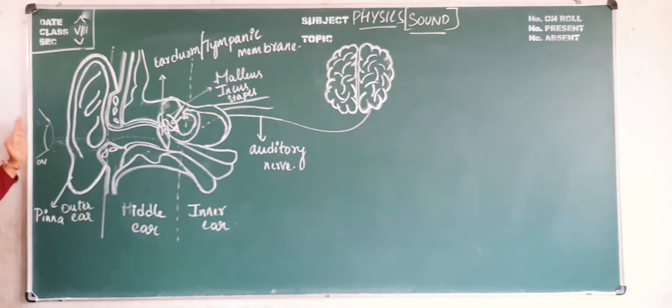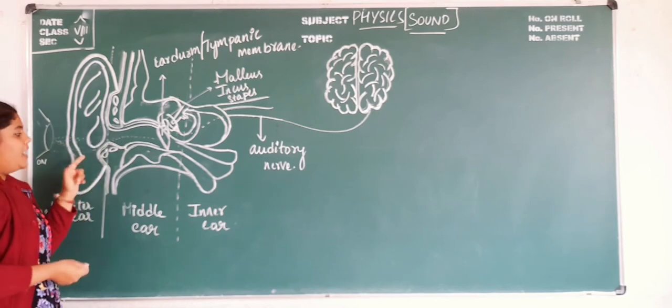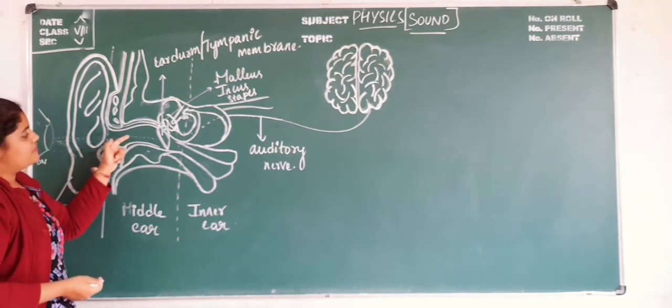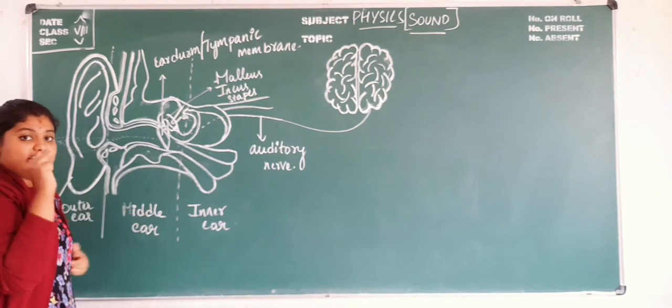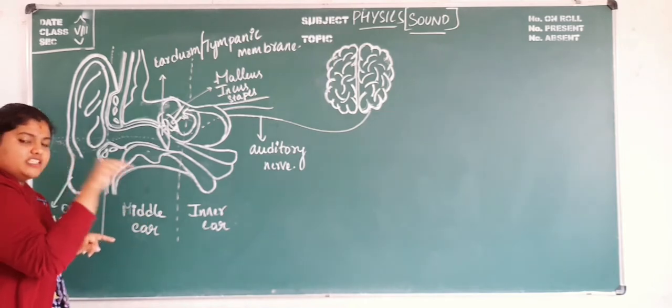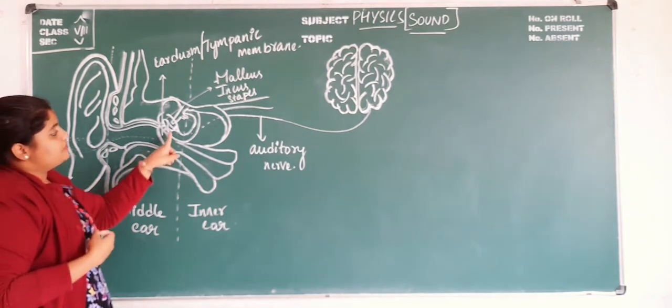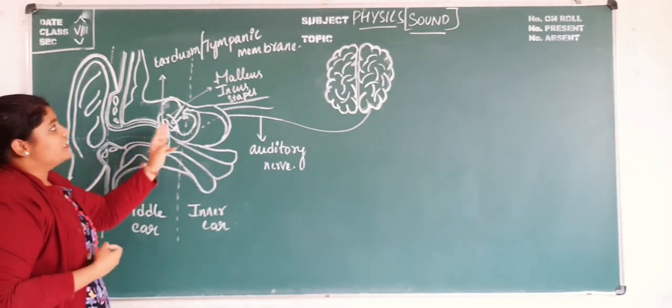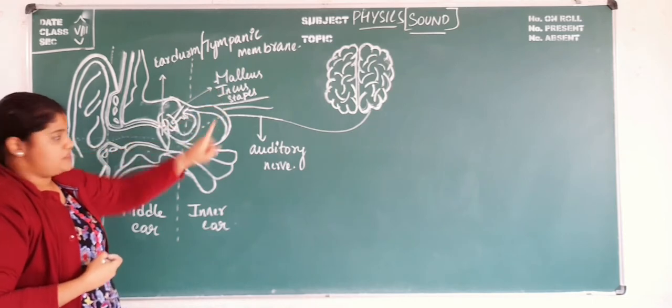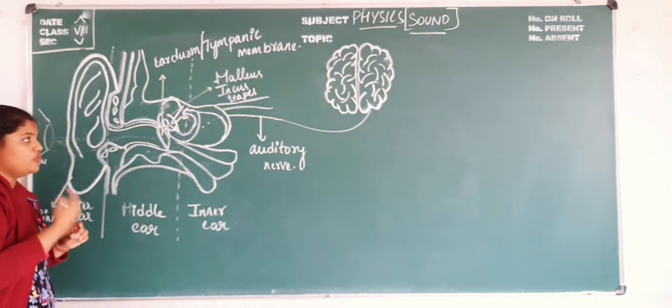So when the sound is produced, the particles around the sound producer, here the speaker, start to vibrate, and this vibration is passed on through a funnel, and moves and strikes the eardrum. When this vibration strikes the eardrum, it starts vibrating, and this eardrum is attached to three bones, that is malleus, incus and stapes. These are the smallest bones in our human body.